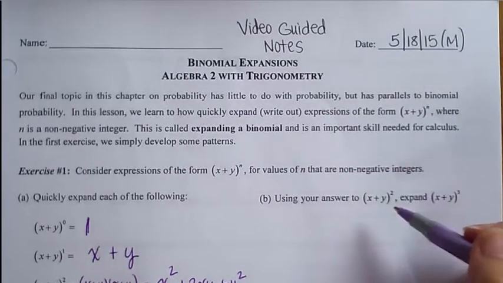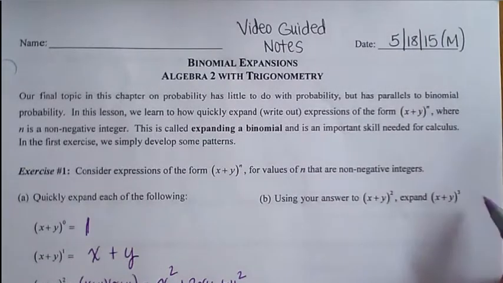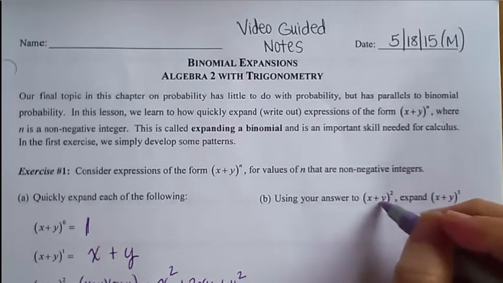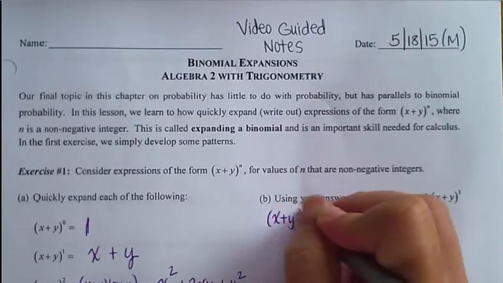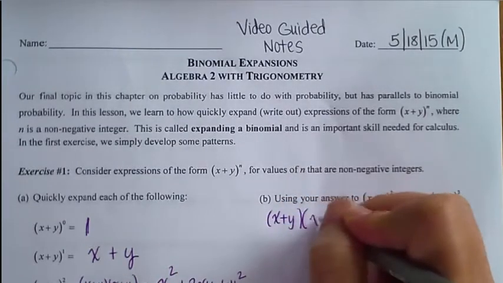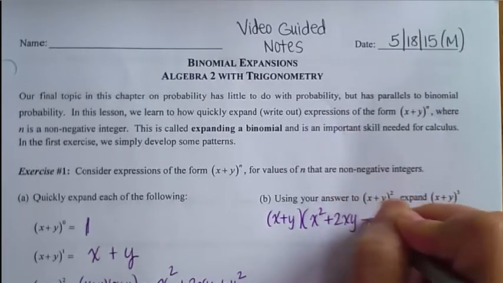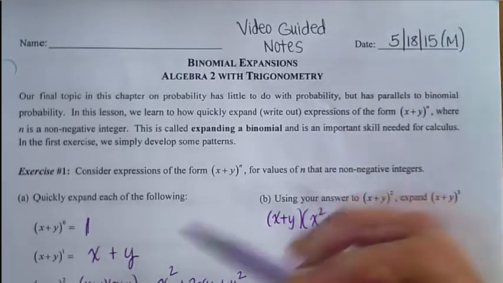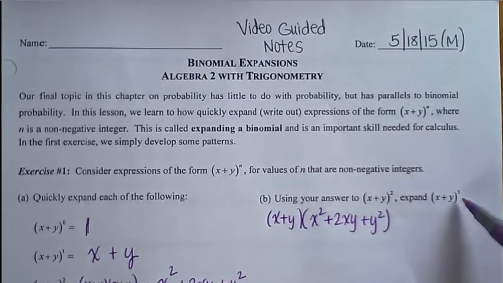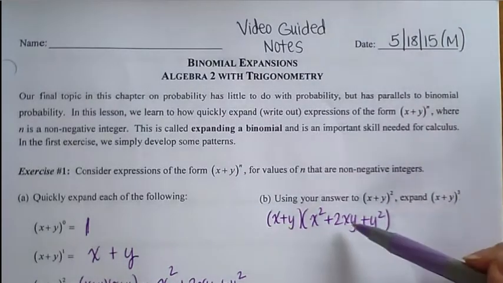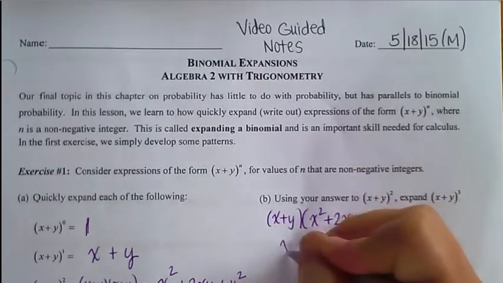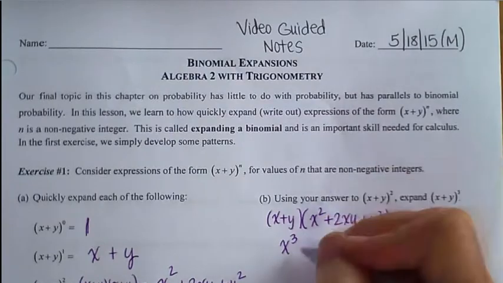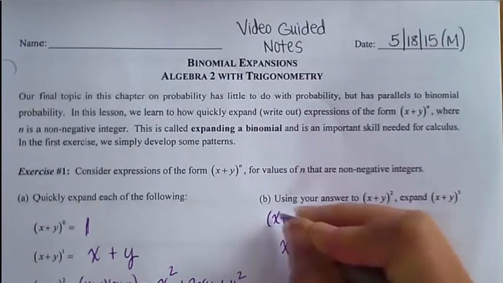For the next thing, we're going to use this answer to x plus y squared to expand x plus y cubed. Well, x plus y cubed will be x plus y squared times another x plus y. So we're going to take an x plus y and multiply it through x squared plus 2xy plus y squared, which is the result of x plus y squared. So again, x plus y cubed is equal to x plus y times x plus y squared. We're going to distribute x times x squared, x times 2xy, x times y squared.